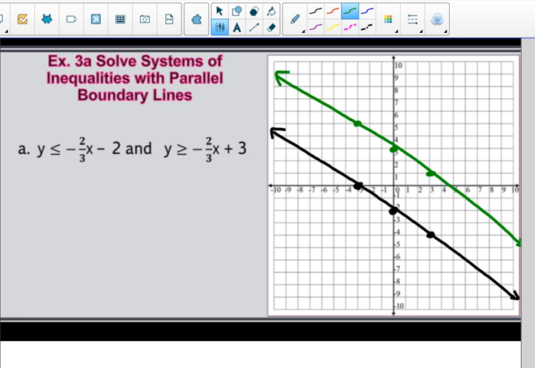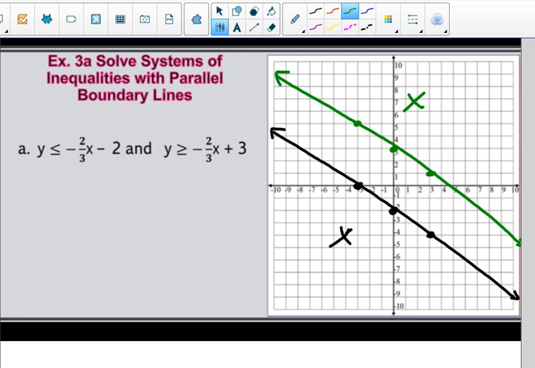Now the shading part. To save some time and instead of doing a lot of erasing, I'm just going to put an X next to the part that needs to be shaded in. So for the first one, it says that Y has to be less than or equal to the black line. So less than the black line, that means it's down here. The next one, it says it's got to be greater than the green line. Greater than the green line. That means it's up here.